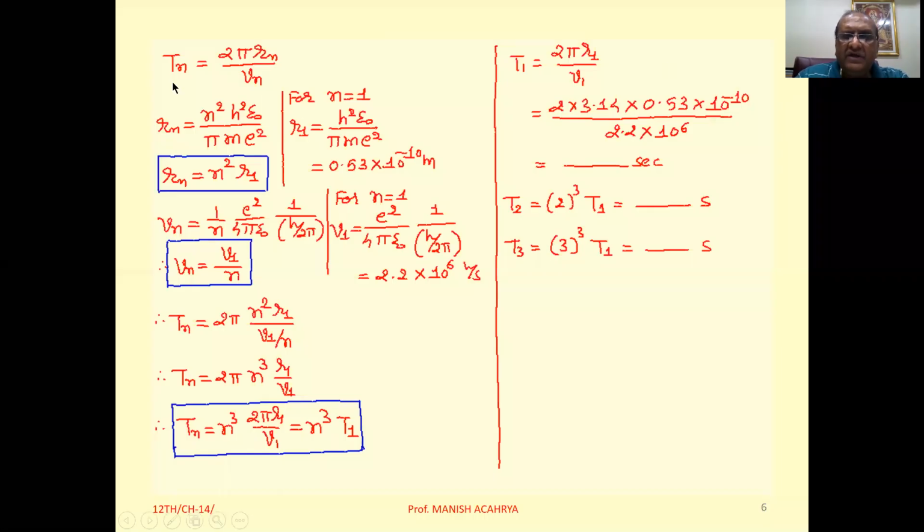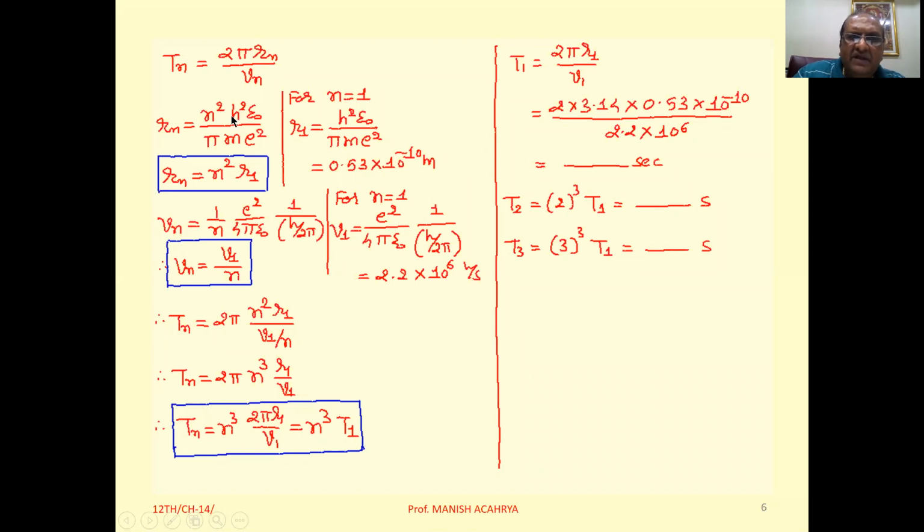Now see, for periodic time we can write Tn, that is equal to 2 pi Rn upon Vn. Okay. Now Rn, that is equal to n square h square epsilon 0 upon pi me square. But in this equation, if we substitute n equal to 1, then we will get R1, and R1 that will come to 0.53 into 10 raised to minus 10 meter, that we already discussed.